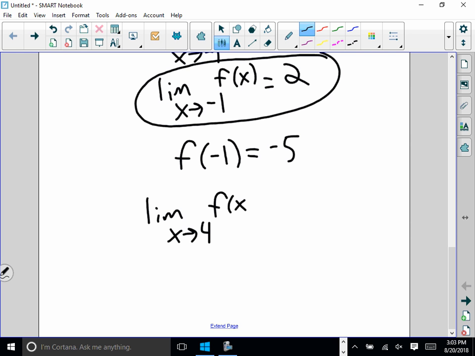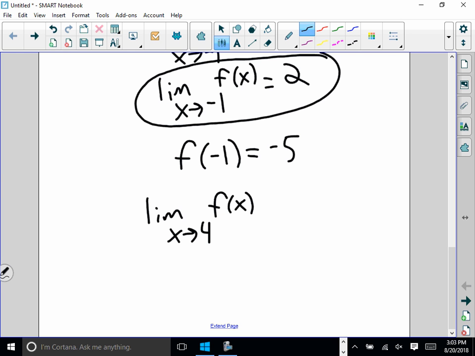Now, anytime they ask you a limit question that's not a right-hand or a left-hand limit, we need to check both the right and the left-hand limits to see if it even exists. If those two limits are the same, then that's your limit answer. If they're different, we don't choose one or the other. We say the limit does not exist.